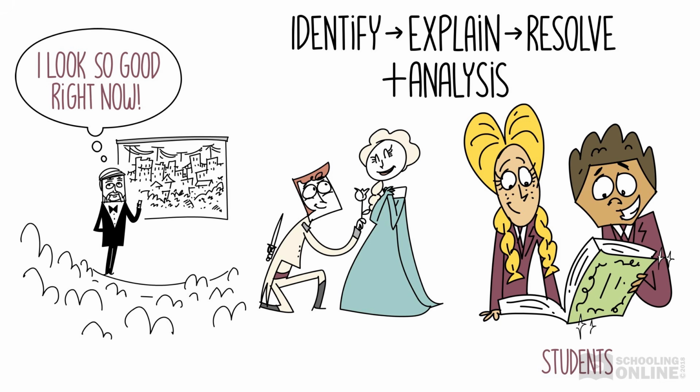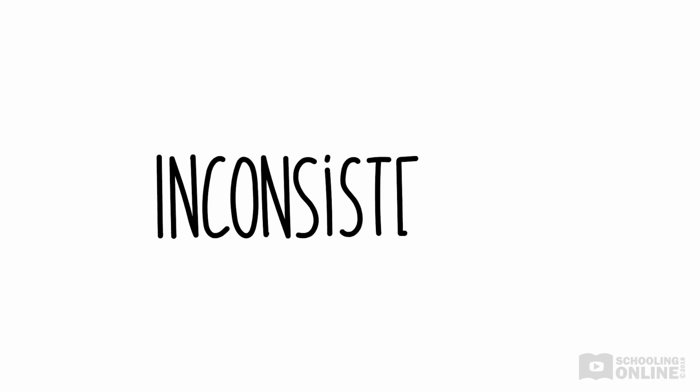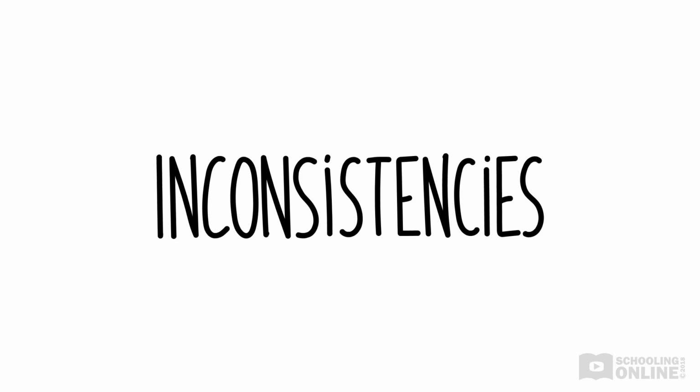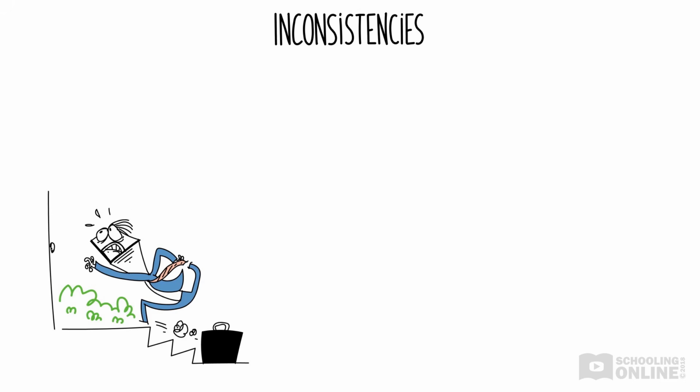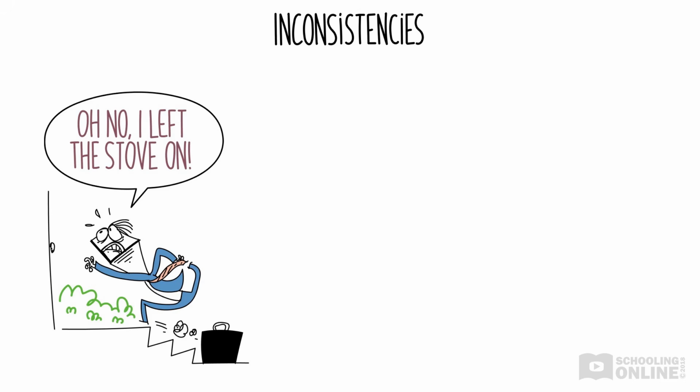Similar to paradoxes are inconsistencies. So let's think about some inconsistencies in the way people act and think. At the end of the day, human beings aren't perfect. Even if we aspire to be the perfect husband, daughter, or student, there are going to be times when we break out of those roles.